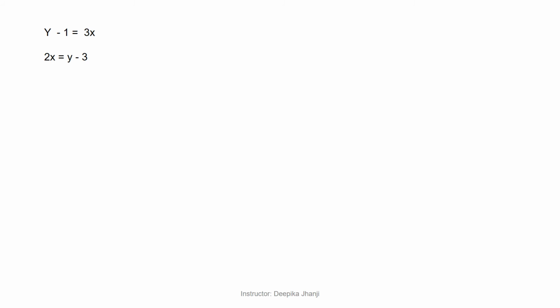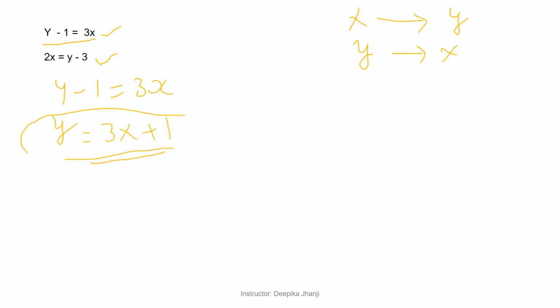Another set we have is y minus 1 equals 3x and 2x is equal to y minus 3. Now I need to isolate one of the variables, either x in terms of y or y in terms of x, right? Now if I pick this equation, y minus 1 equals 3x, let's isolate y. y is equal to 3x plus 1, right? And I can proceed with this value of y for the second equation.